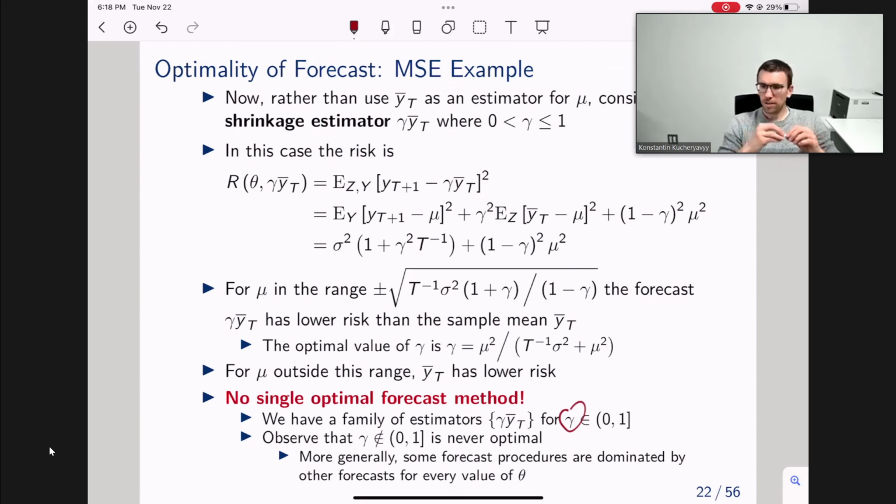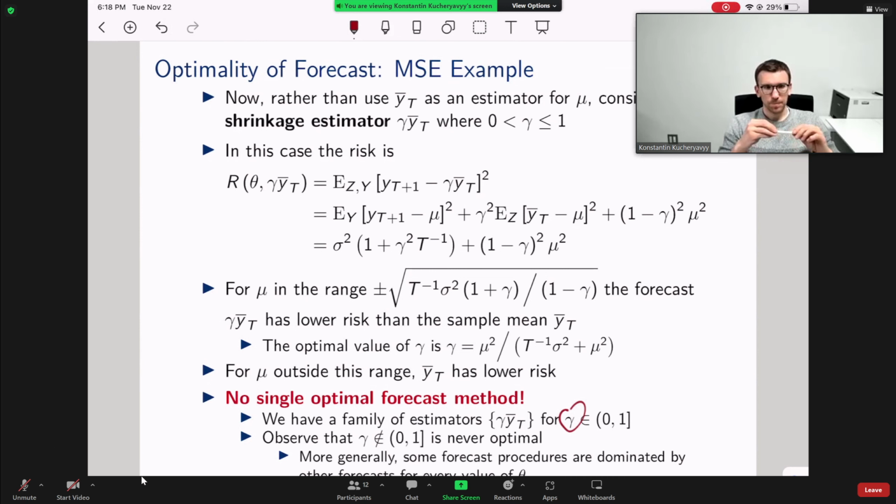Isn't it a curious example? It's just a little bit strange, like we can somehow manipulate our parameters to reduce the risk of our forecast method. It's about it.